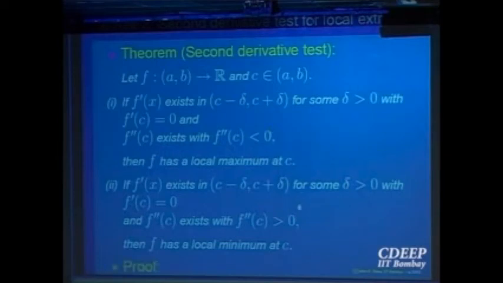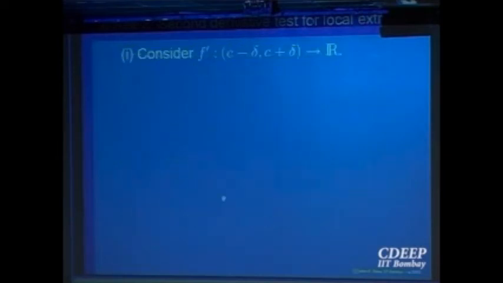So let us look at that condition. We look at the first derivative, and we are given that the second derivative is less than 0 at that point. So what does second derivative mean? It is the limit of f prime x minus f prime c divided by x minus c, and that is less than 0. The limit of something is less than 0. Can you say something about that function? The limit is strictly less than 0. Then what can you say about the function?